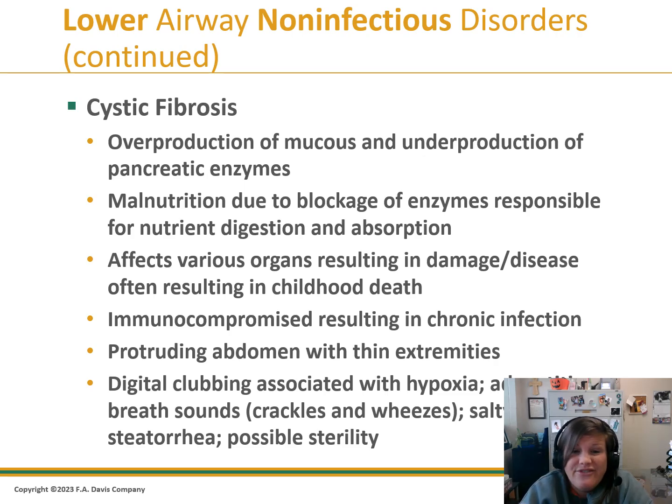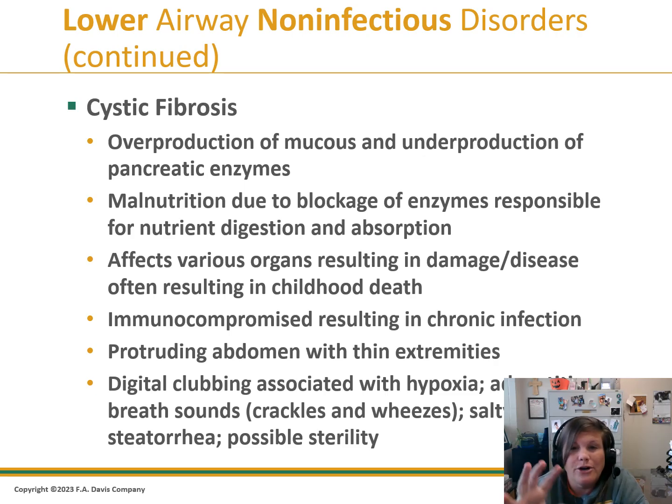So remember, CF is an overproduction of mucus. They have an underproduction of pancreatic enzymes. This is a condition that's very serious in kids. It can be the cause of childhood death, and we do see it as a more common condition that presents. Children with CF are experiencing malnutrition due to blockage of enzymes responsible for the digestion and absorption of nutrients.